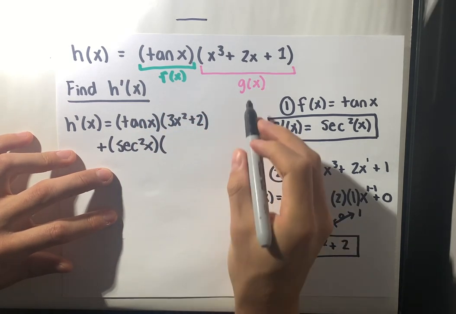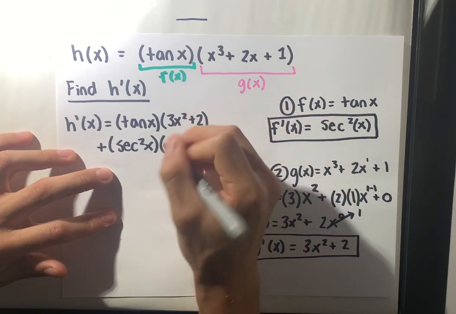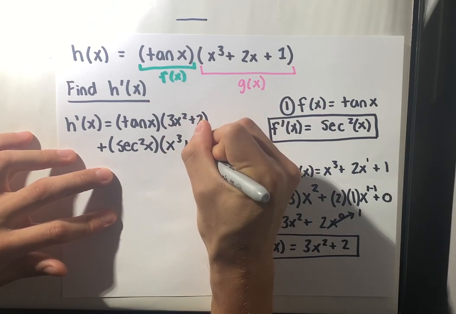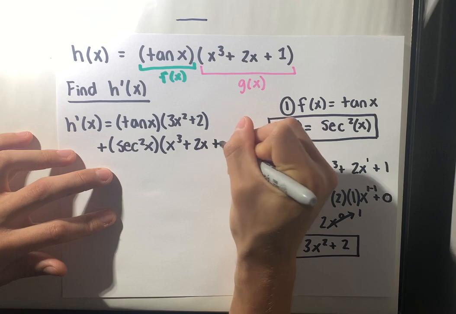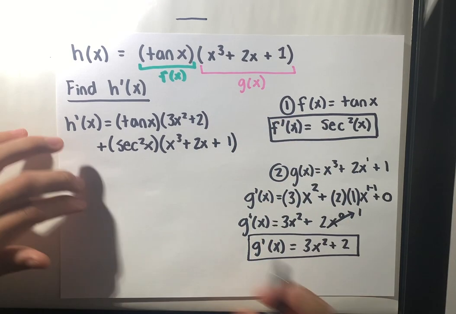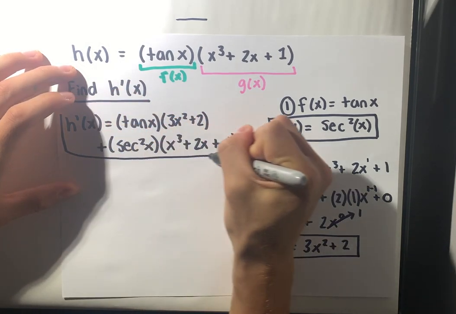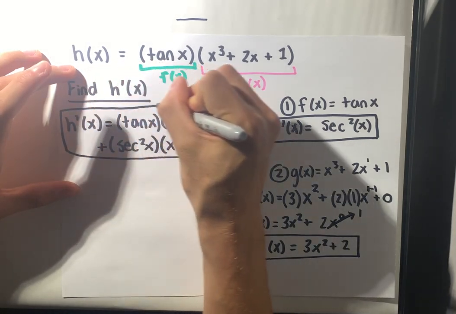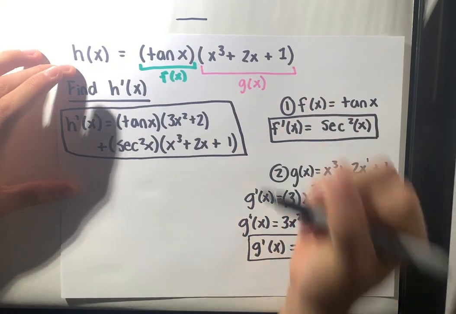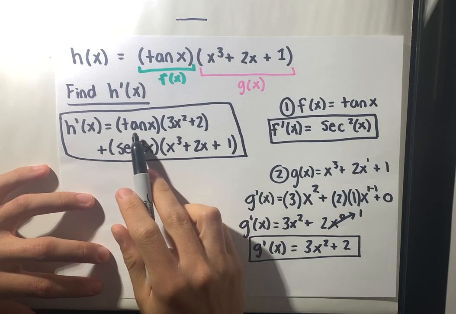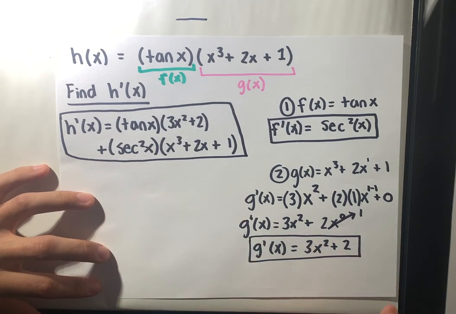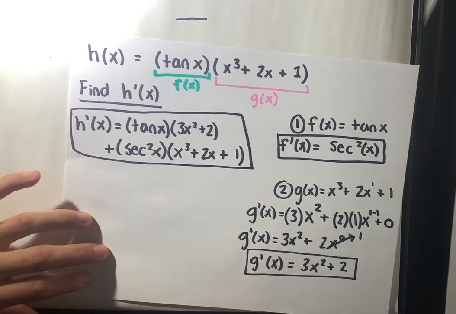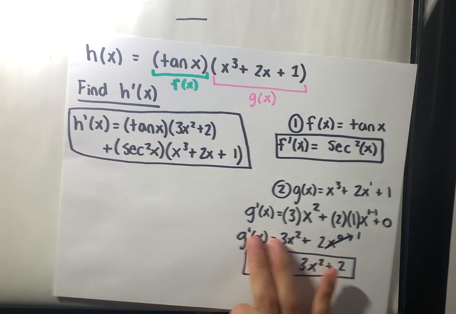Multiply that by the original first, this whole thing. So x cubed plus 2x plus 1. And this whole thing is your derivative. Like I said, you can simplify this a bit more by distributing the tangent and the secant, and I think that's about it. So let's go ahead and move on to our last example.